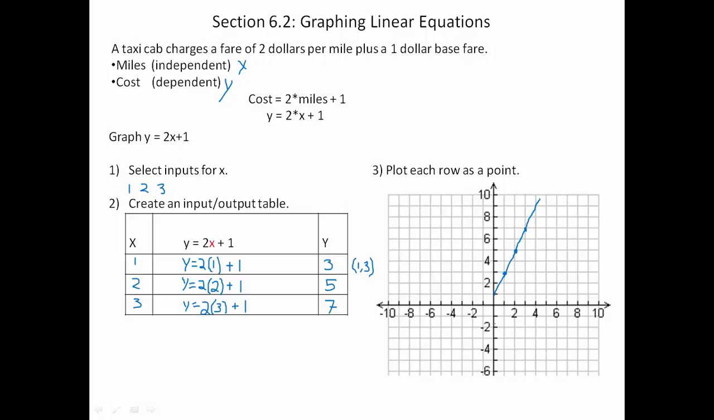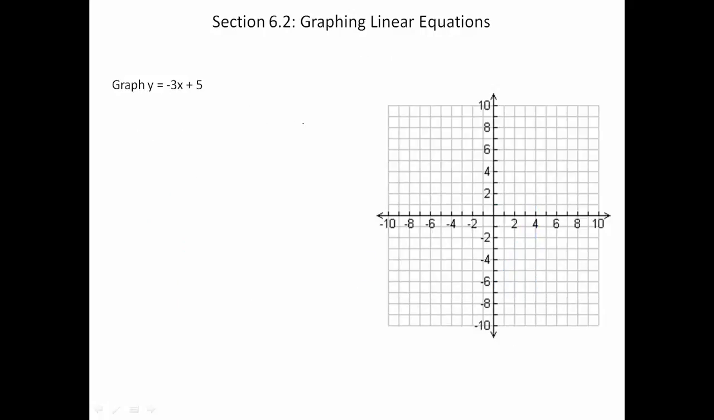The neat thing about this is you can actually use this line to make predictions. So if I wanted to know how much a 4 mile cab ride would cost, I would just look up above the 4 miles, and I see that the point should be right around here. If I look over to the y, it looks like it's about 9. And indeed, when you put in 4 miles, $2 per mile times 4 miles would be $8 plus the 1 gives you 9. So it actually works out. Pretty neat, huh?